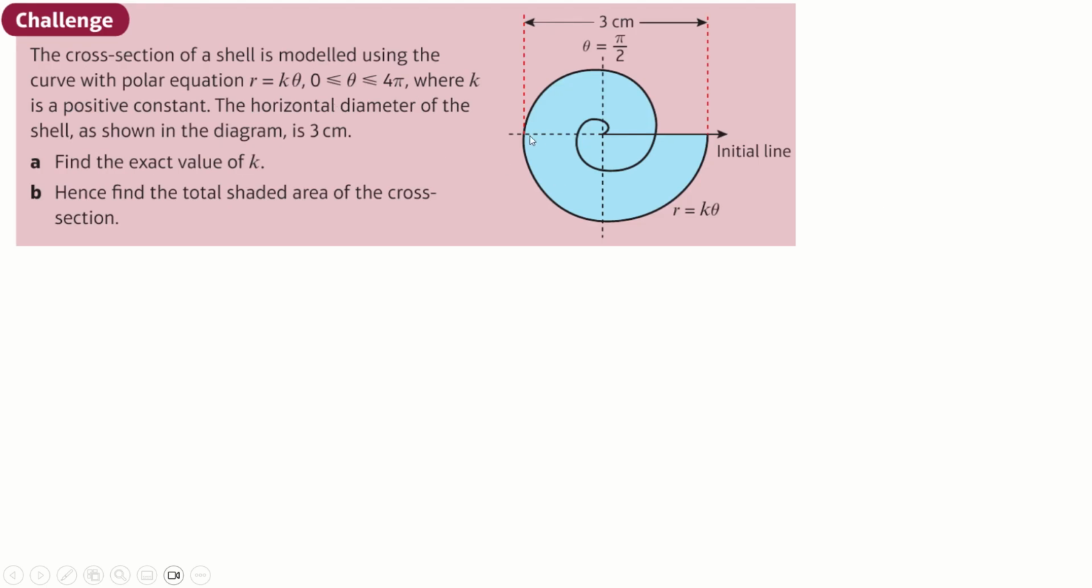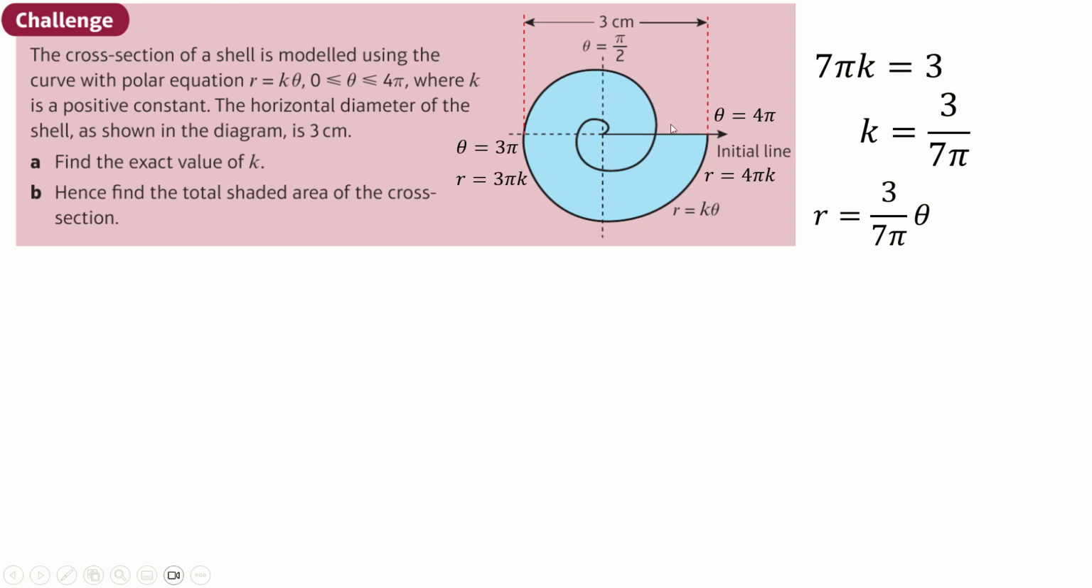Cool. So this point over here is found by making theta pi, 2 pi, 3 pi. So this is when theta is 3 pi, which means r is 3 pi k. And this one over here is, well, that's 0 to pi to 2 pi to 3 pi to 4 pi. So here theta is 4 pi, which means r is 4 pi k. So this distance is 4 pi k, this distance is 3 pi k. They add up to make 3. That means 7 pi k is 3, and that means k is 3 over 7 pi. Let's just write that in here, so therefore r is equal to 3 over 7 pi times theta.